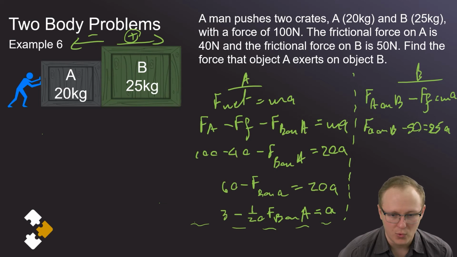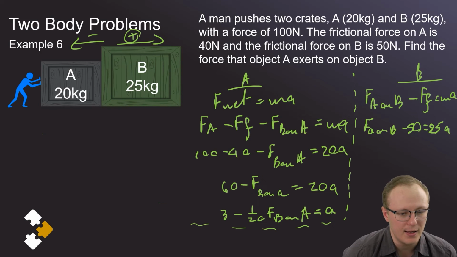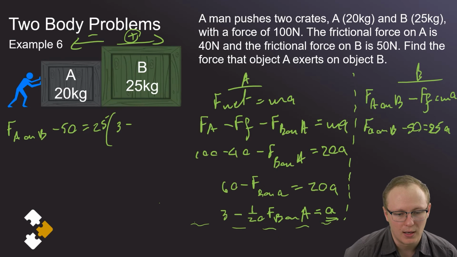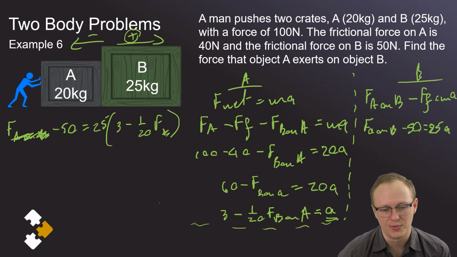So then what I'm going to do is we've got the F A on B minus 50 equals 25A, right? So as we said, wherever we see A, this acceleration, we're going to sub in. So minus 50 is equal to 25 times the 3 minus the 1 over 20 F B on A. Now, these two things are the same magnitude, right? So I'm going to stop writing F A on B and F B on A. I'm just going to put F there. And we know that what we're going to solve for is the F A on B, F B on A. Same magnitude, same size, same answer.